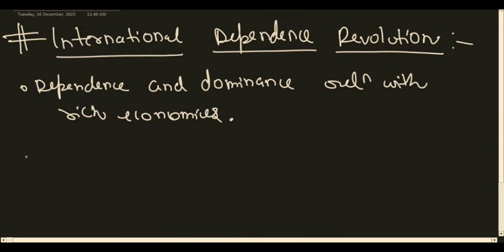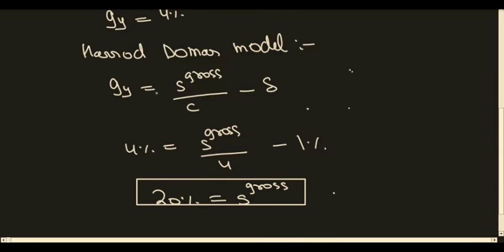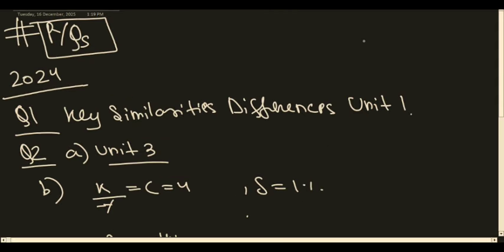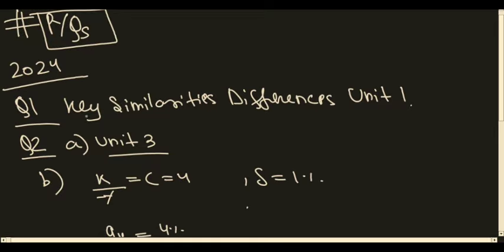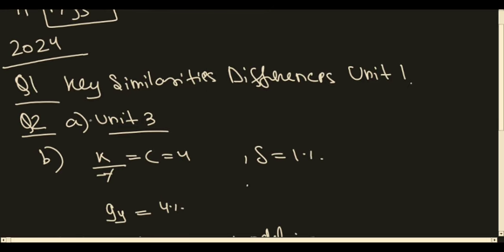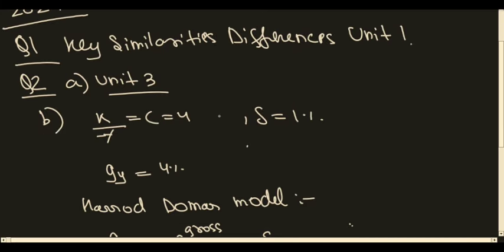Now we will be switching to past year problems and let's see what has been the types of questions that have been asked from the past year question papers. Okay, so let's now switch to past year papers. Now we have PYQs from 2024. So question 1 is key similarities and differences from unit 1. So this was a good question for 18 marks.